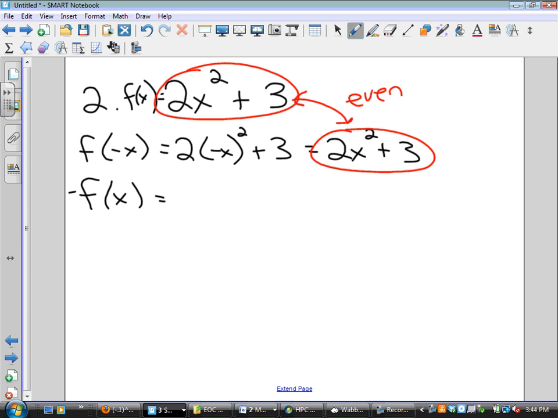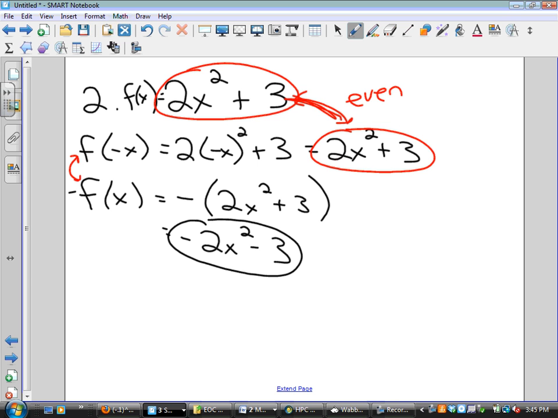Okay, now if we had actually calculated negative f of x, which we'll do, if that matched f of negative x, so if these 2 guys match, then that would be an odd function. But since f of x and f of negative x match, that's an even function. Okay, let's go ahead and calculate negative f of x. We can calculate negative f of x simply by negating the entire function. So if we distribute this negative, we get negative 2x squared minus 3. Notice that this does not match the other 2 guys, either f of x or f of negative x.